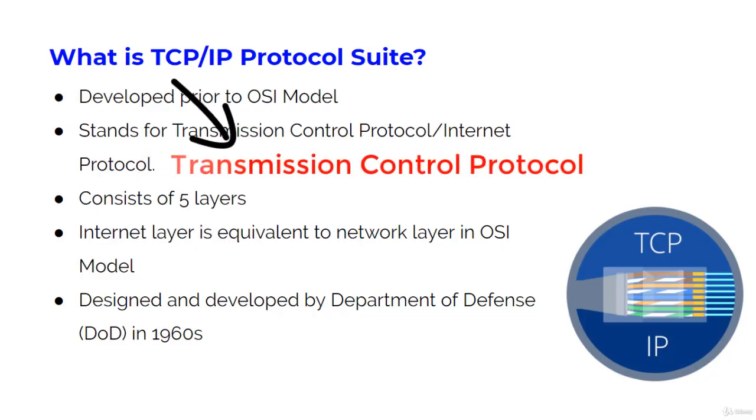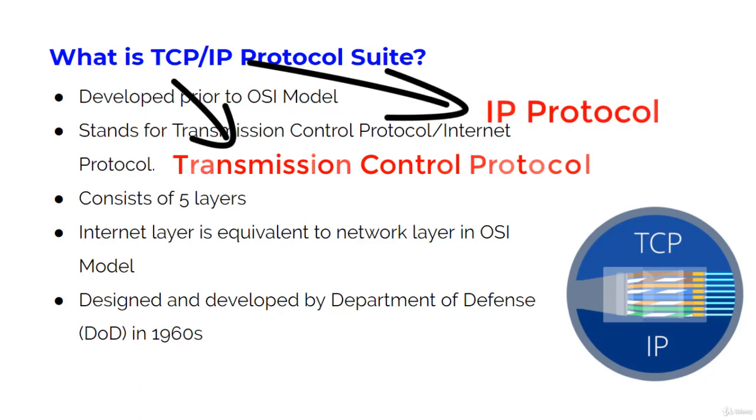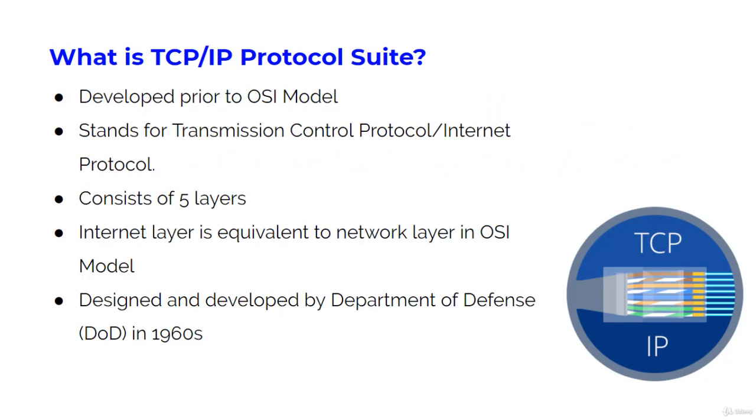TCP/IP are two protocols, Transmission Control Protocol and Internet Protocol. These two protocols describe the movement of data between the host computers on the Internet. This new architecture is known as TCP/IP reference model due to the use of two protocols TCP and IP.